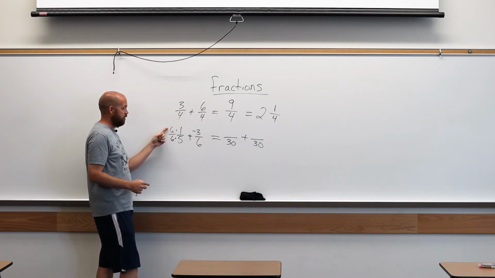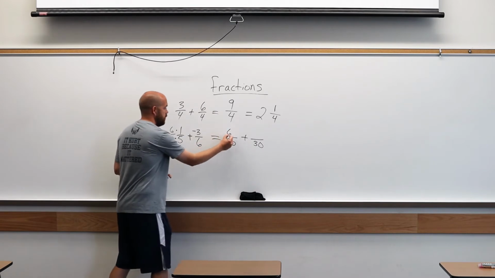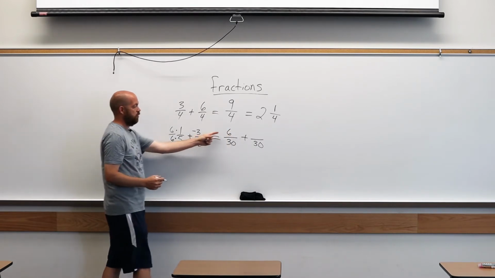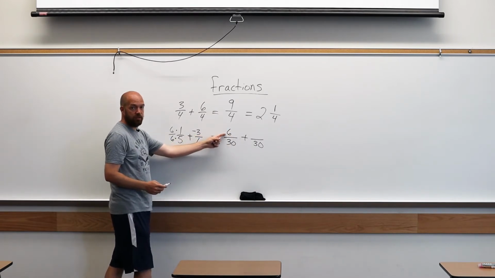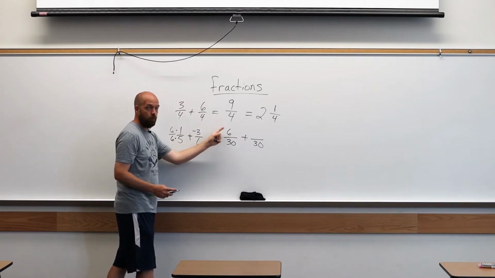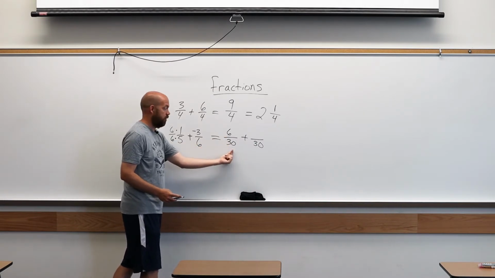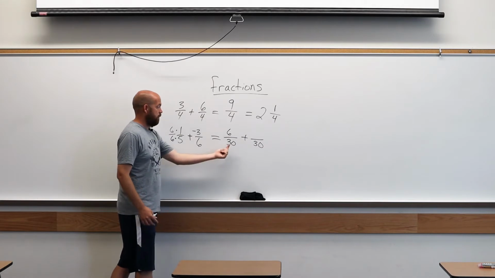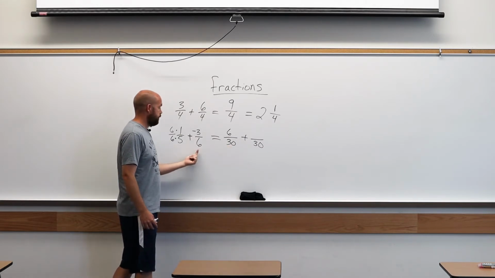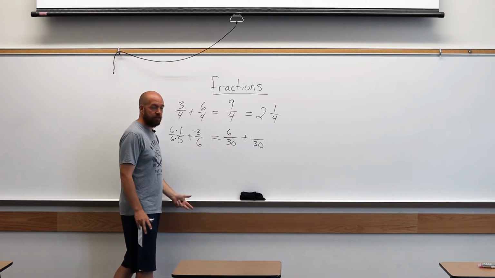So 6 times 1 is 6, and 6 times 5 is 30. I've changed this fraction into 6/30ths, which is still equivalent to 1/5. If I were to reduce this, it'd be 1/5. It has the same value. It just looks different, and looking different is okay. You just got to remember that.